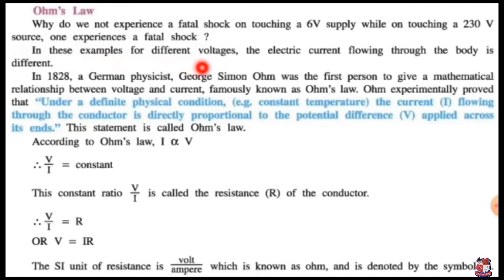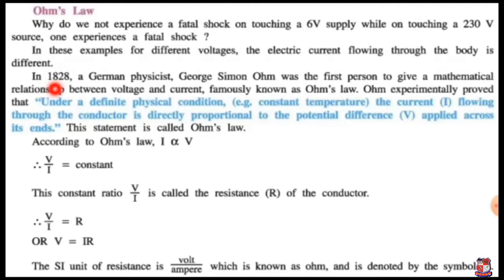In these examples, for different voltages, the electric current flowing through the body is different. Why? Because there is a different amount of resistance being experienced, because our body has a definite value of resistance, and if you keep increasing the voltage, it will surely have an effect when it overcomes the limited resistance value of your body.